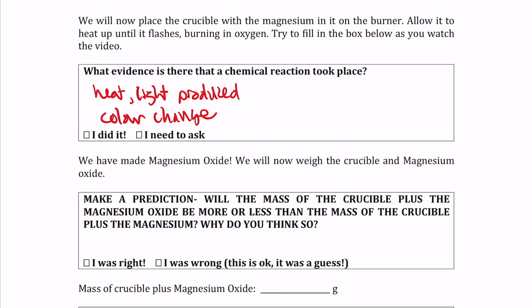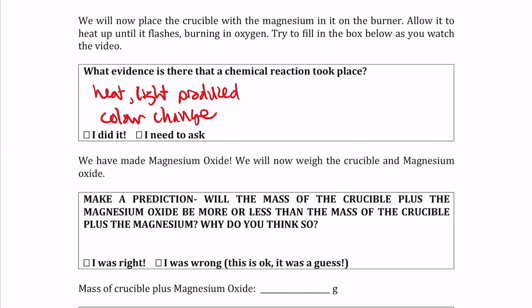So, have you made a prediction here? Will the mass of the crucible plus the magnesium, sorry, be greater than or less than it was before? Now, the crucible should stay the same, so it's only a matter of asking really, is the magnesium oxide going to be heavier or lighter than the magnesium by itself? I hope that you can think about that if we combine things together, it should weigh more than just one of the things by themselves. And so, whatever your prediction was, there's no right answer there.